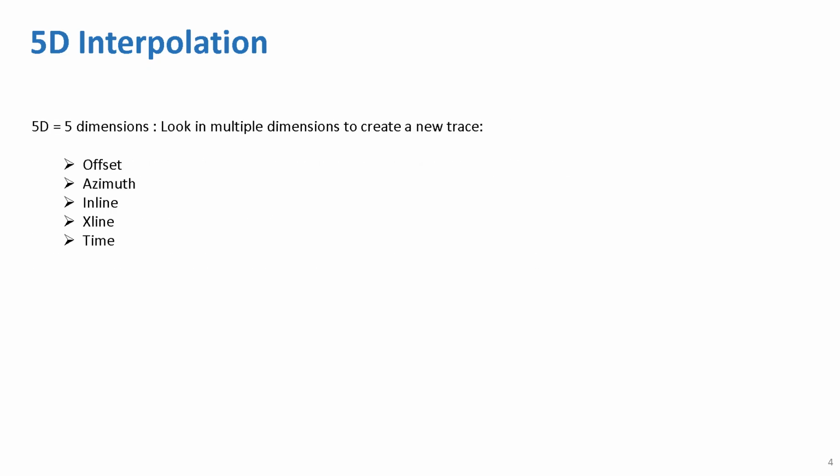Now, it's called 5D interpolation. It doesn't have to be 5 dimensions, but it can be 5 dimensions. The reason it's called that is because you look in multiple dimensions to create a new trace. And a common 5 dimensions might be offset, azimuth, inline, crossline, and time.